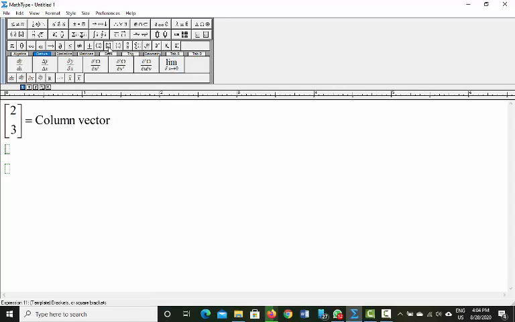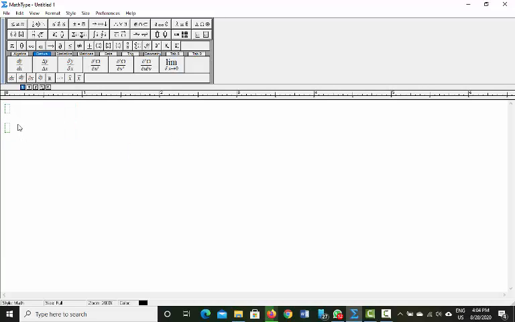Similarly, if you have only one row in the matrix, we will call it a row vector, because there is only one row. And here we have only one column, so we will call it a column vector, right?